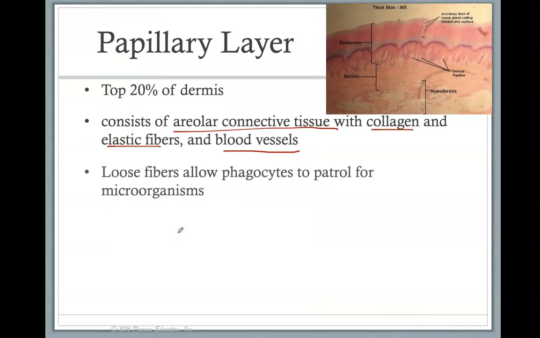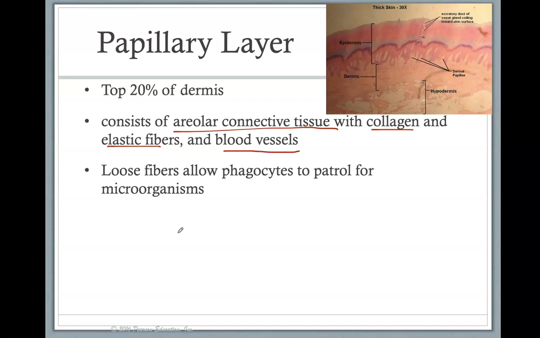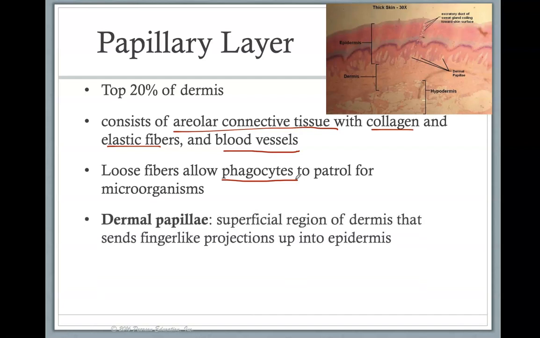Okay. And again, the loose fibers inside the papillary layer, so the areolar connective tissue, is much more loosey-goosey, right? So these loose fibers actually allow certain immune cells, phagocytes specifically, to patrol for microorganisms in this layer.